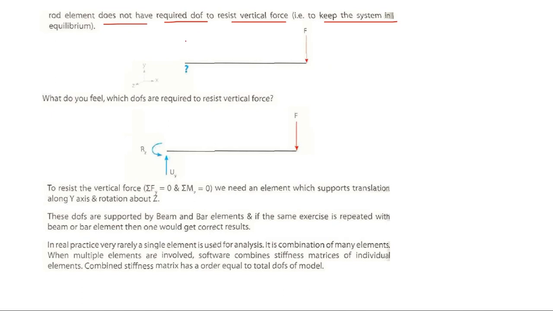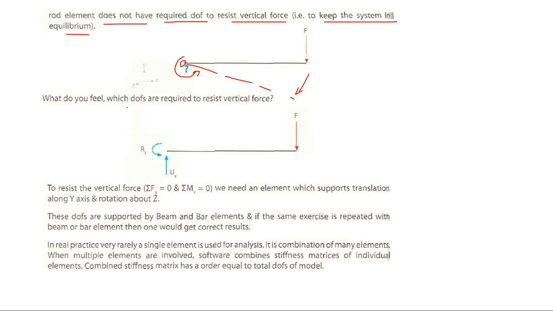That is to keep the system in equilibrium. If I apply the force here, it should be able to resist the rotation also. If it is a rod element, it will rotate like this. It will not be able to resist this. Only a beam element can resist, because the rod does not have the degrees of freedom. That's why we should not use element type rod for this problem. We have to use a beam element.